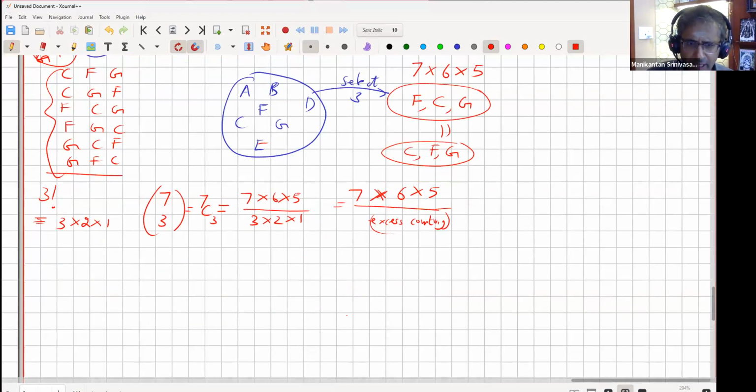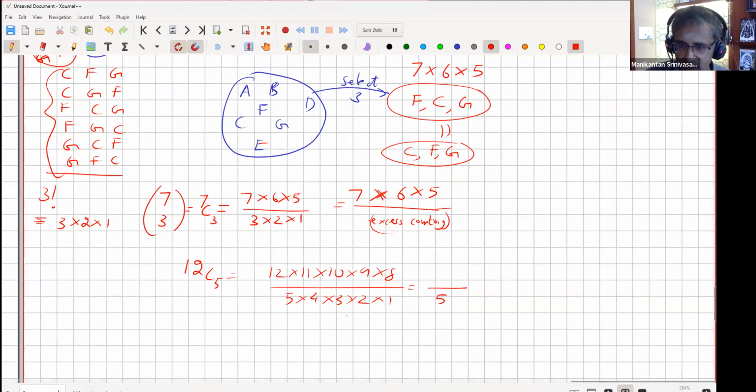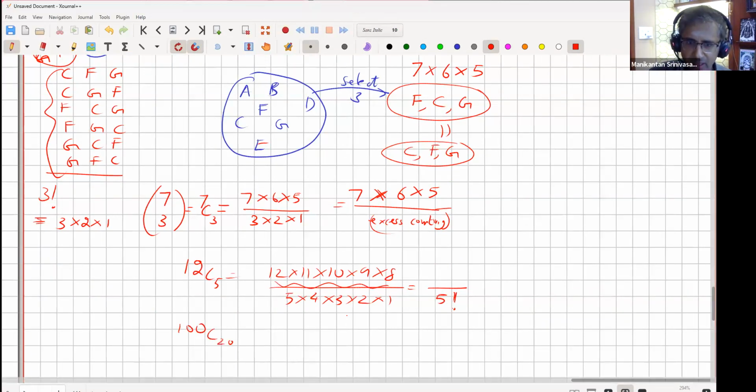Now, likewise, for example, take 12 choose 5. How will it be? It'll be 12 into 11 into 10 into 9 into 8, divided by the over-counting, which in that case would be 5 into 4 into 3 into 2 into 1. At the bottom I can write it conveniently as 5 factorial, but the top is a little clumsy, especially if I'm dealing with 100 choose 20, right? It's too much to write at the top, 100 into 99 into 98 and all that.